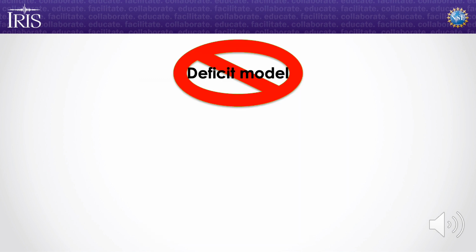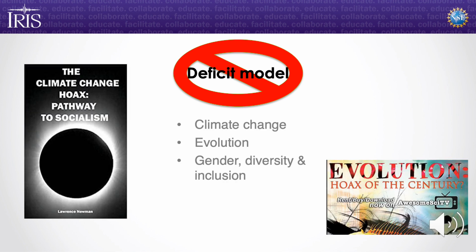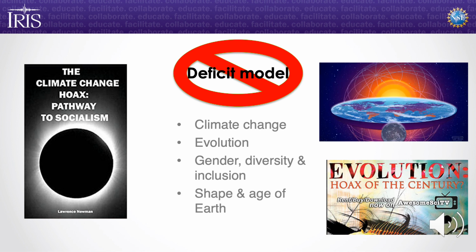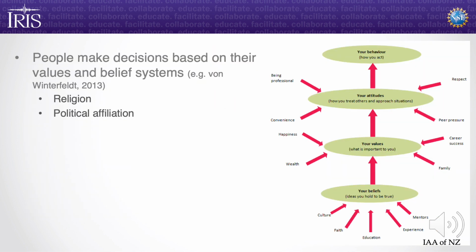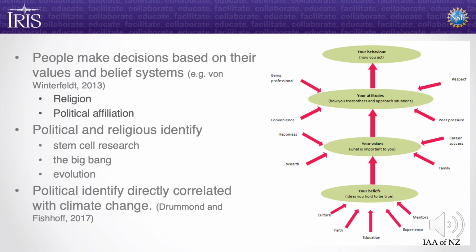Particularly, it doesn't work around contentious issues like climate change, evolution, gender, diversity, inclusion, the shape and age of the earth, any of those conspiracy theories. So why? Why doesn't just giving people more information change their mind? It's because people make decisions based on their values and belief systems, particularly their religion and their political affiliation. So political and religious identity directly correlate with people's feelings and beliefs about stem cell research, the Big Bang, and evolution. Political identity correlates directly with climate change.